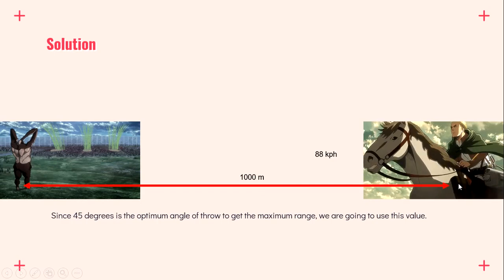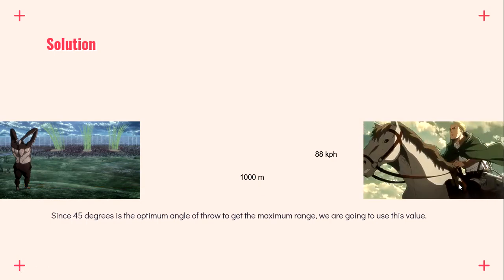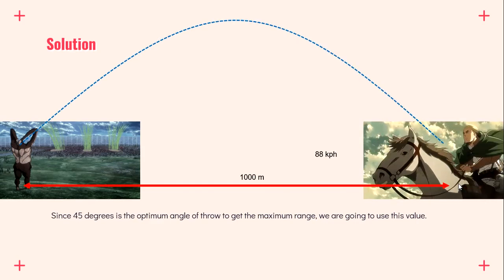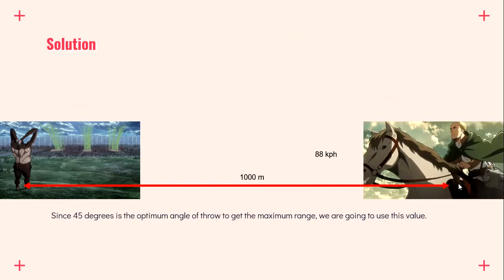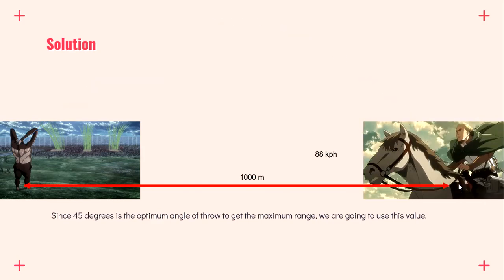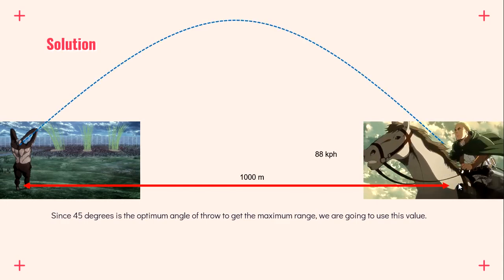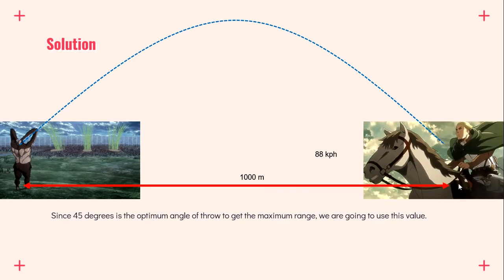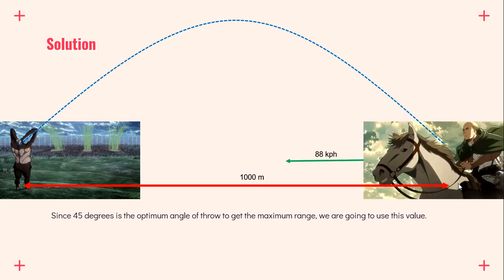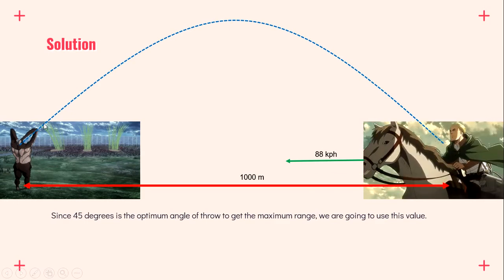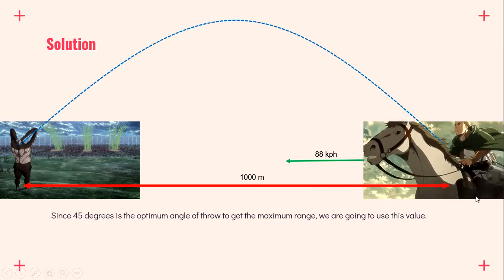So these soldiers run at a speed of 88 kilometers per hour. So you want to defeat them, so you throw boulders at them, but they also charge at you at the speed of 88 kilometers per hour. So how fast should you throw the boulders so that they will hit the soldiers?